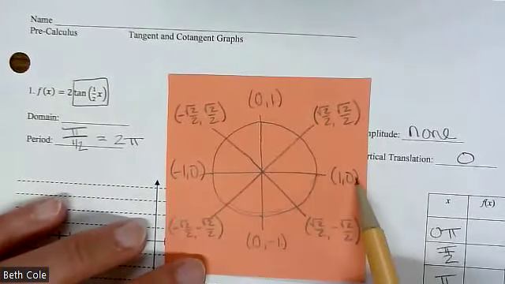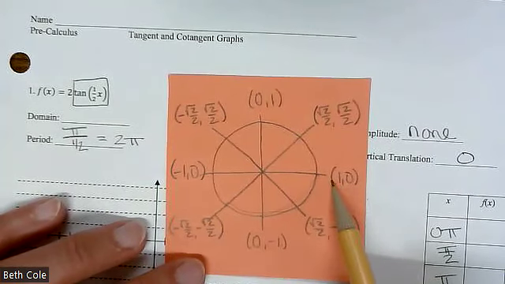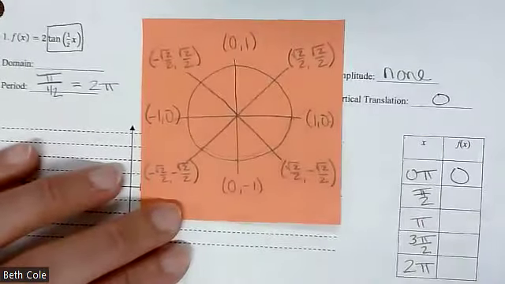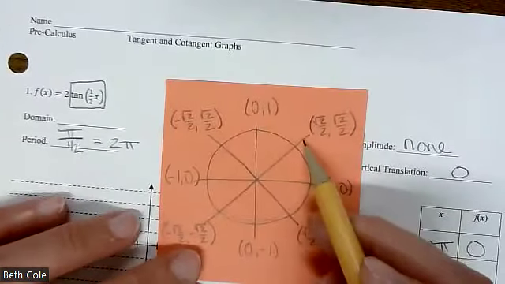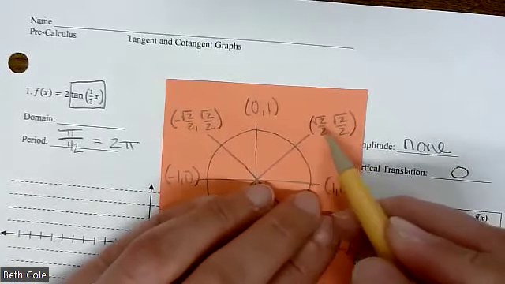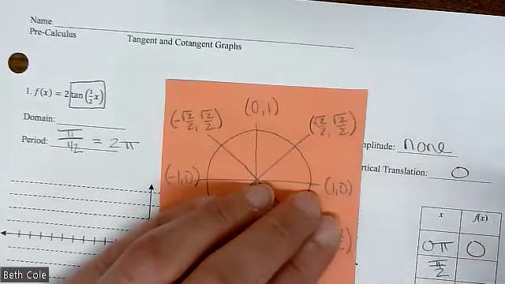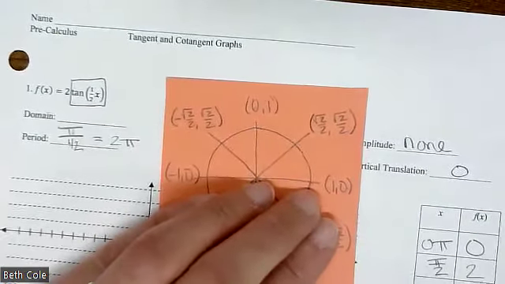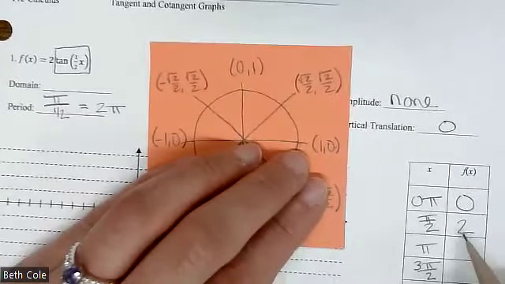For your first value, 0 over 1. 0 over 1 is 0. Times 2 is 0. Perfect. Now we're here. We're only going to go halfway around, so we're not going to use this part of the circle. We're right here. I know that looks crazy, but anything over itself, 1 times 2 is 2. So 2 goes right there.